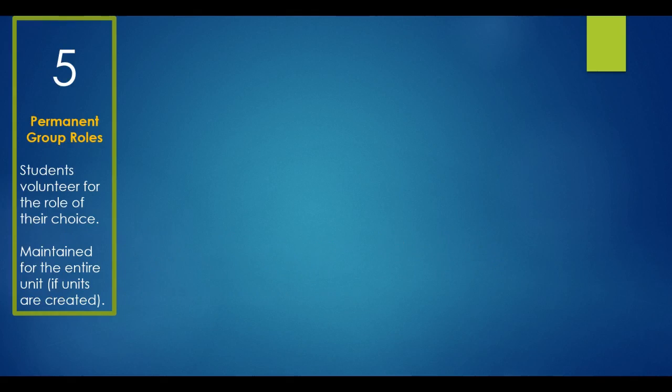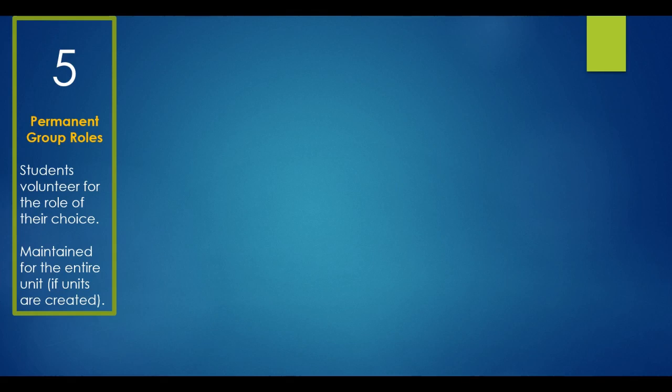Okay, so there are 5 permanent group roles, okay? And students volunteer for the role of their choice. You don't assign these roles to students. When they come into the virtual session, they sign up for these roles. And I showed you that in a previous video. The first person who enters the session lists the group roles, these roles that we're about to see, and as they come in, they volunteer.